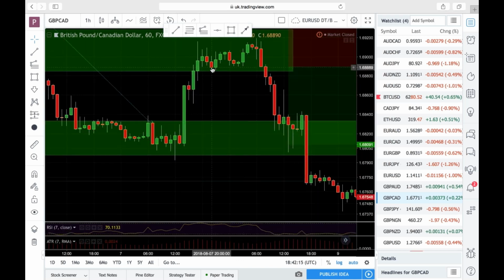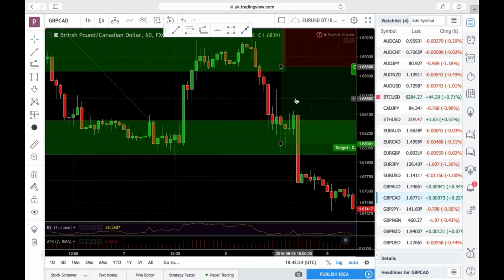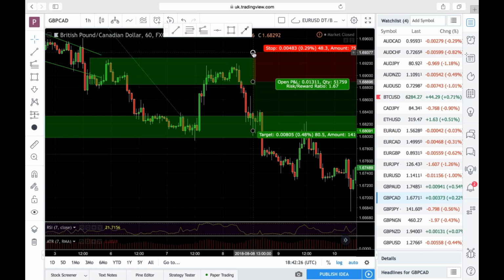And guys, again, just because you identify it doesn't mean it's going to happen exactly the way you want it to. The market kind of rallied up again before we broke down. Stops above structure, targets at structure for a nice 80 pips.